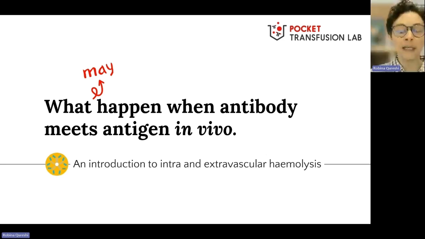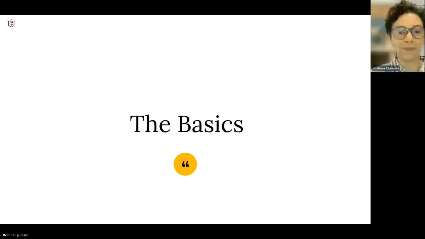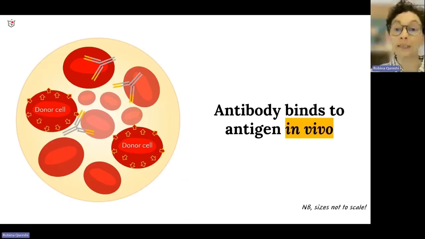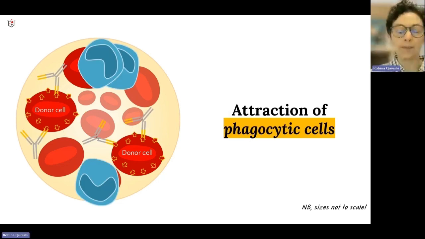So let's get started. Look at the basics first. I've got a few questions for you as we go, which hopefully you'll put in the chat and give me the answers. You can ask questions as we go, and you can ask them at the end. I'm quite happy to do that. We're going to kick off first with antibody binds to antigen in vivo. That's as simple as that. Antibody binds to the antigen, and two things can happen.